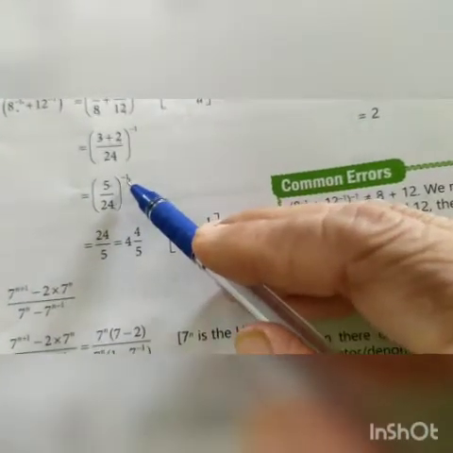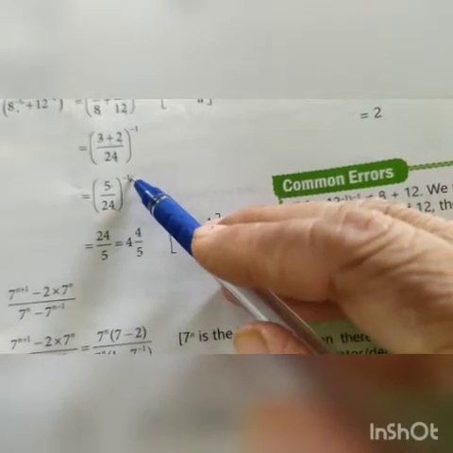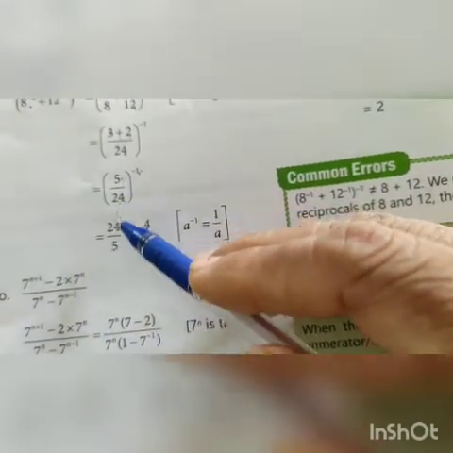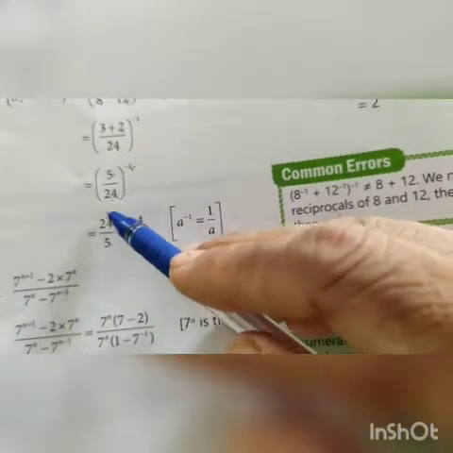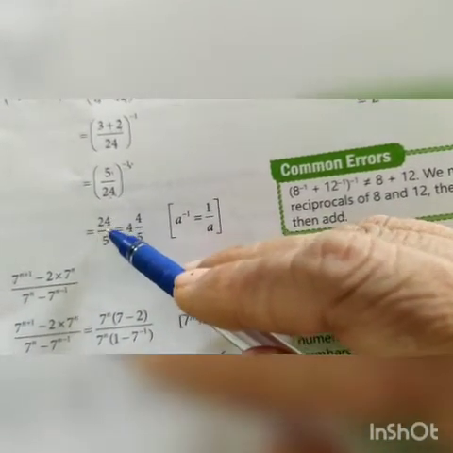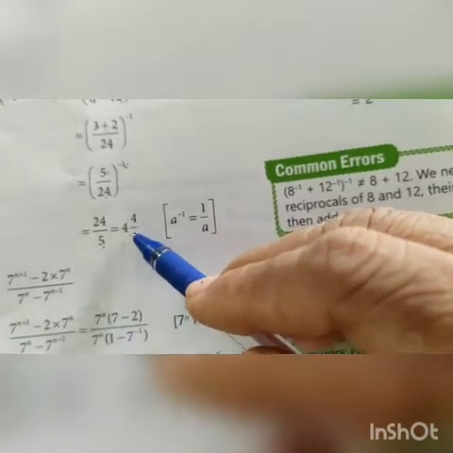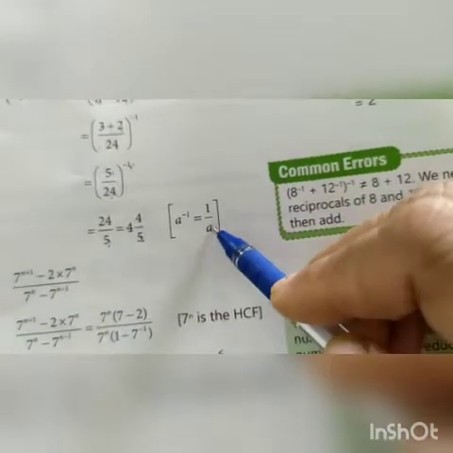Now since power is negative, so we will write reciprocal of this base. Reciprocal of 5 upon 24 is 24 upon 5. Then we will divide. This is an improper fraction, so we will divide this 24 by 5 and convert it into a mixed fraction. 5 fours are 20, then 4 remainder, so 4 4 upon 5.